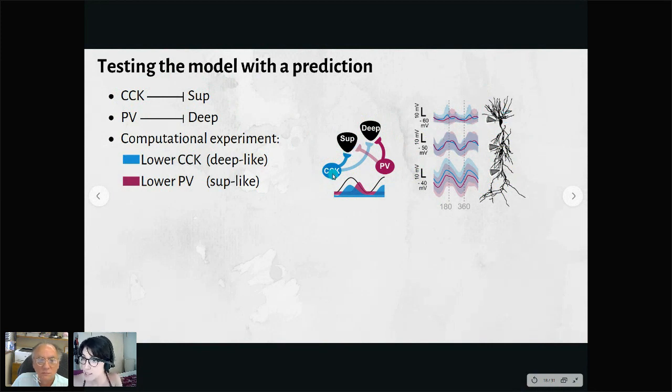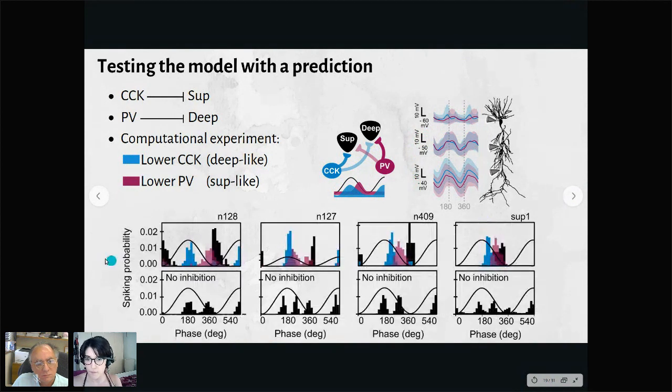So when we lower CCK, the neuron fires where the CCK was supposed to be, in the peak. And when we lower PV, then the neuron tends to fire where the PV was supposed to be, in the descending part, making these two neurons deep-like because it fires mostly in the peak, or superficial-like because it fires mostly in the trough. We can see this in a nicer way in spiking histograms.